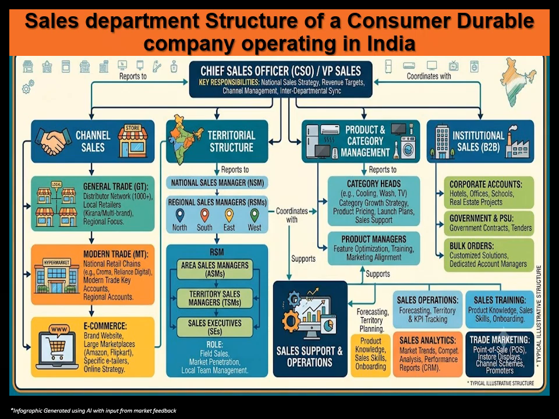We have one more category which is responsible for institutional sales, also called B2B. So they manage corporate accounts like hotels, offices, schools, institutions, real estate projects, etc. Government and PSUs also. They also procure bulk orders. So these are the different sub functions or the domains of a consumer durable company operating in India.